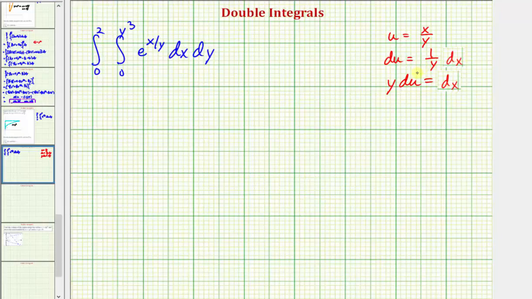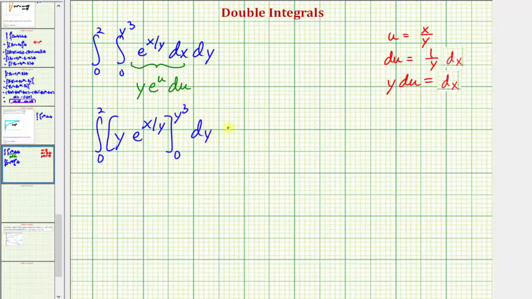So to help us find the antiderivative, let's rewrite this in terms of u. This would be e to the u, but dx is equal to y differential u. So we have a factor of y as well as differential u. If we integrate with respect to u, we treat y as a constant, so we'd have y times e to the u. So if we integrate with respect to x, we would have y times e to the x divided by y, since u equals x divided by y. And now these limits of integration are for x, so we'll perform substitution for x with y cubed and 0, and then find the difference.